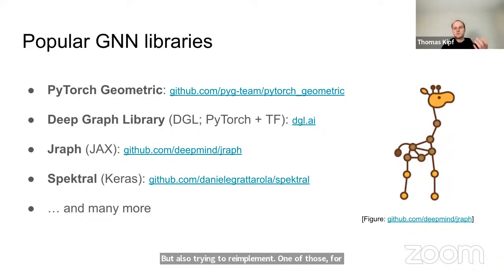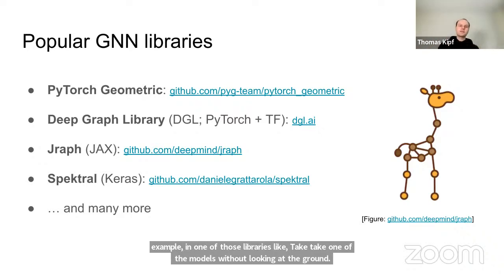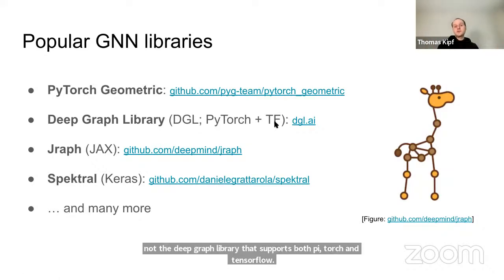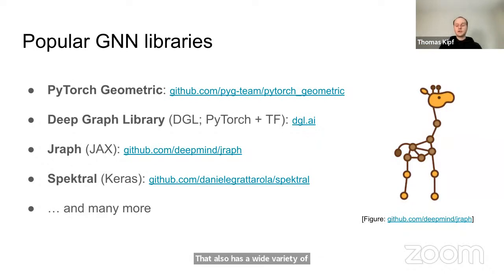Like take one of the models without looking at the ground truth solution, just look at the paper and try to re-implement the model and see if that works. That's usually one of the best ways to learn about them. But one of the most popular graph neural network libraries is probably PyTorch Geometric. It's based on PyTorch and is used very widely. There's also the DeepGraph library that supports both PyTorch and TensorFlow. That also has a wide variety of application settings and benchmarks and neural network models implemented.